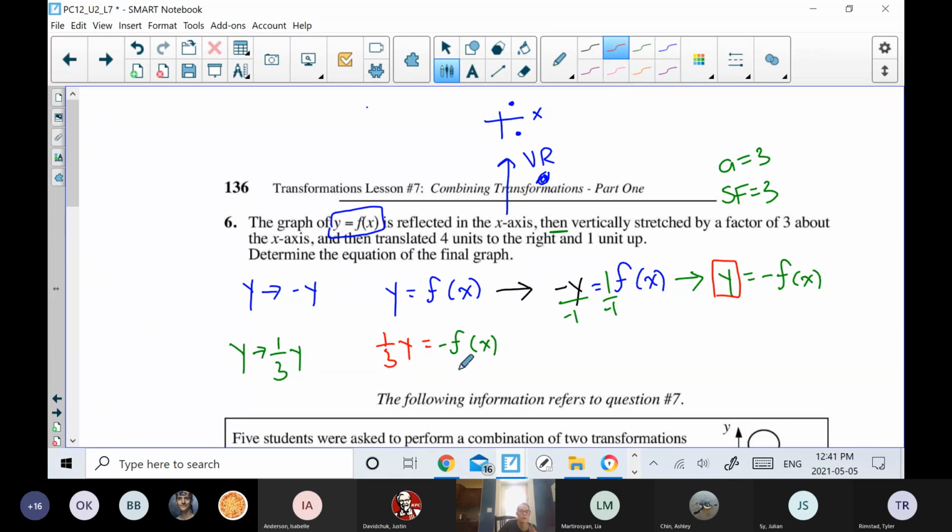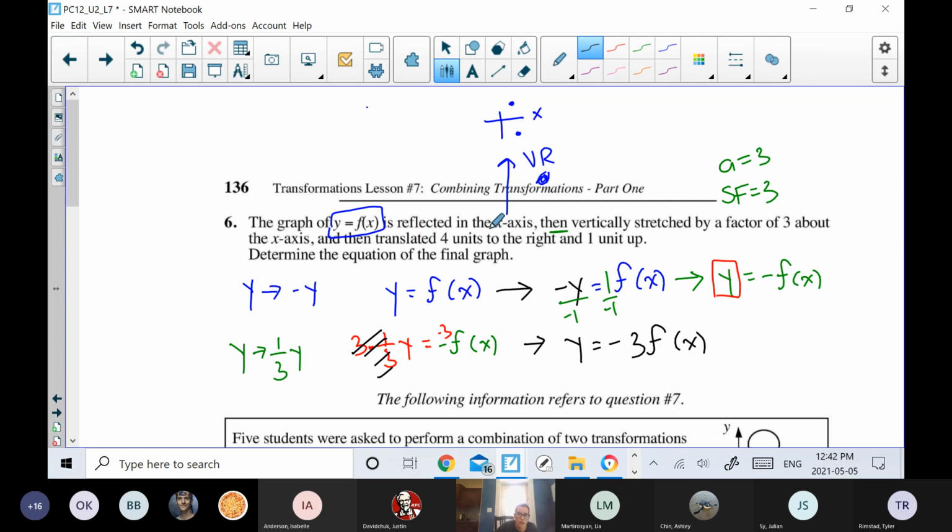I don't want to divide by a third. So what I'm going to actually do is the opposite. I'm going to multiply that by 3, and I'm going to multiply this by 3. What that gives me, 3 times a third is just 1, so my y is by itself. -1 times 3 is -3f of x. This should make sense, right? Negative is your vertical reflection and 3 is your vertical stretch. So that's been accounted for. But this is just how we do it in replacement notation.